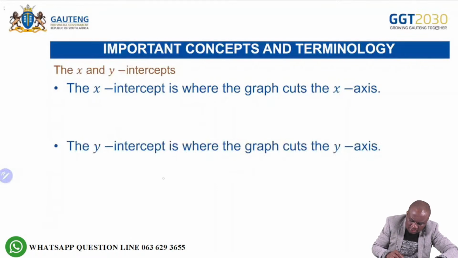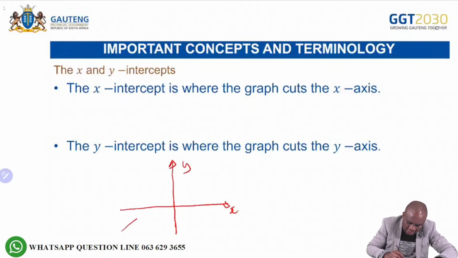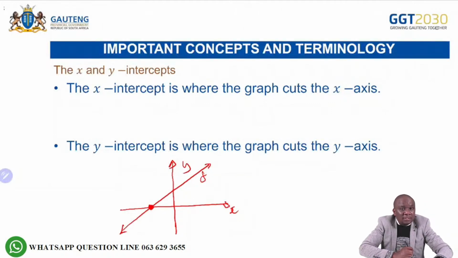Maybe let me just draw a diagram to show you. Let me use a linear function. You see, that's the Cartesian plane there. Let's say we have the function, which is f of x. Where the graph crosses the x-axis here, that's the x-intercept. And then where the graph crosses the y-axis, that's the y-intercept. Remember that, okay? We've talked about this when we looked at the linear function.